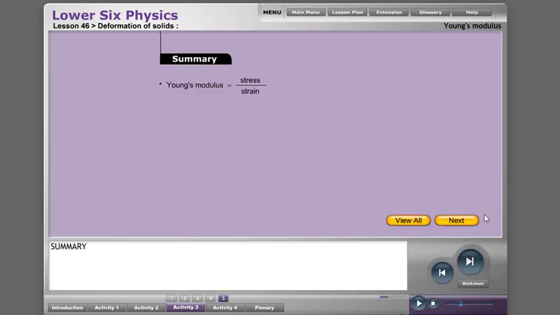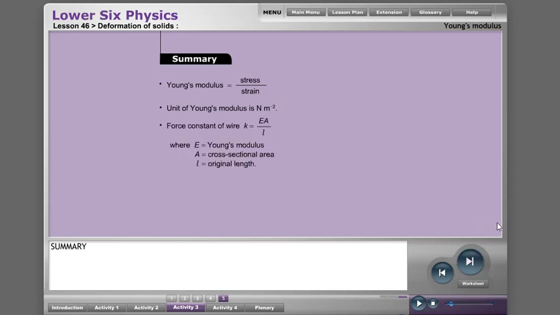Summary: Young's modulus equals stress over strain. The unit of Young's modulus is Newton per meter square. Force constant of wire K equals E times A over L, where E is the Young's modulus, A is the cross-sectional area, and L is the original length.